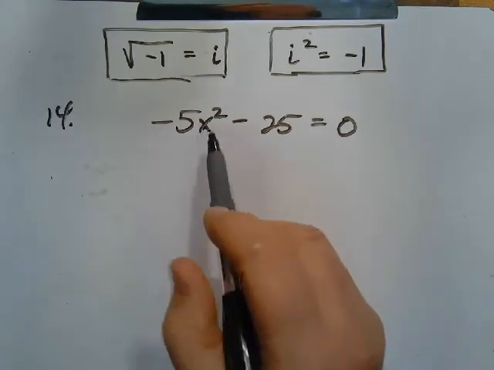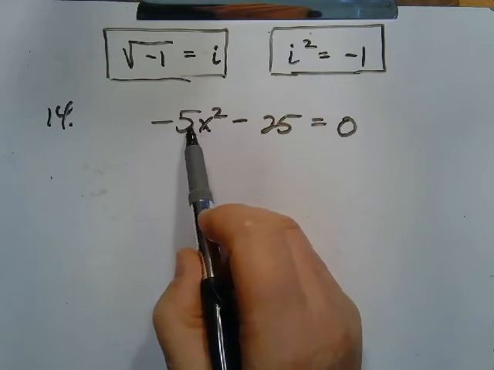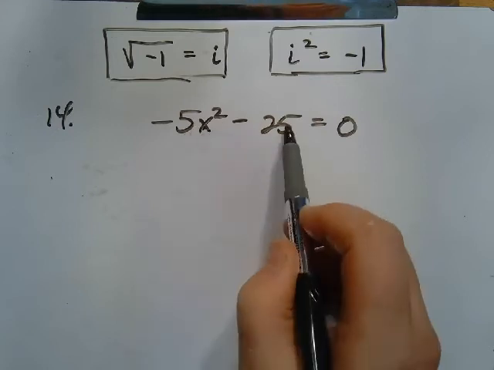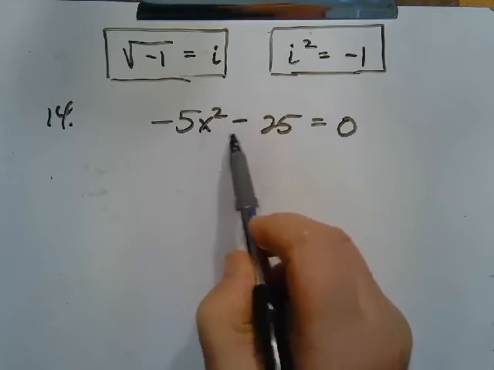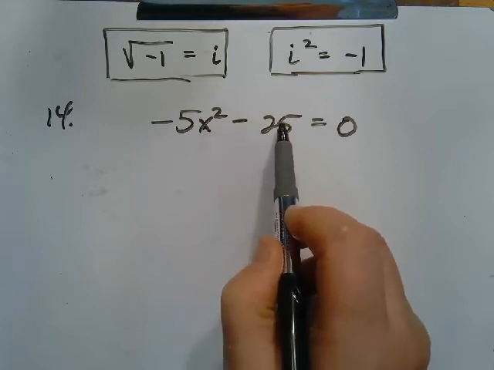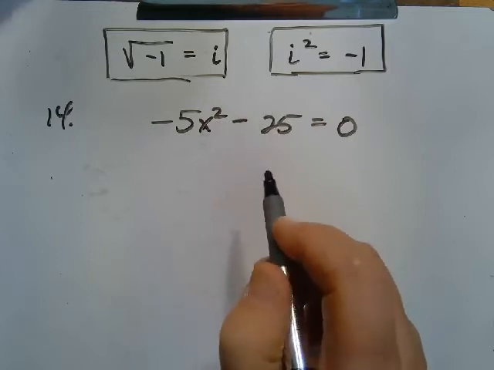By the way, you'll notice all three of the problems we've done here have had an ax squared term, and they've had a c term, but there's been no b term. This process we're using, the square root property, is only usable when you don't have a b term in the middle, like bx or something like that.